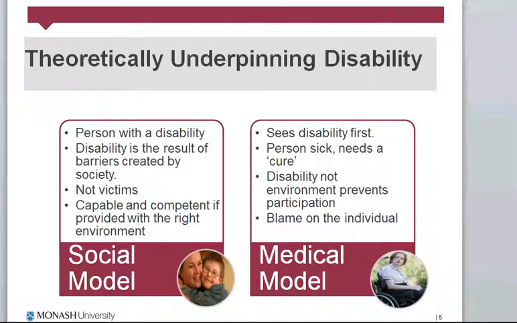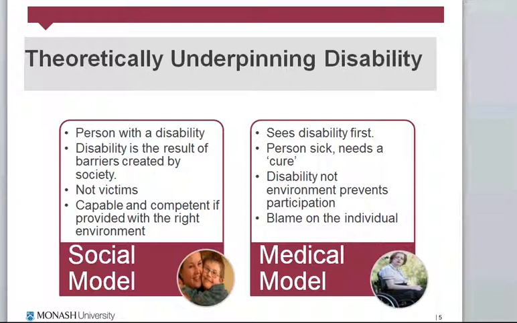Now, there's key models underpinning how we work with people with disabilities. These models have emanated from social work and govern how services are meant to see disability. So the model on the right, the medical model, is what has been the dominant model underpinning disability work up to about a decade ago, really.